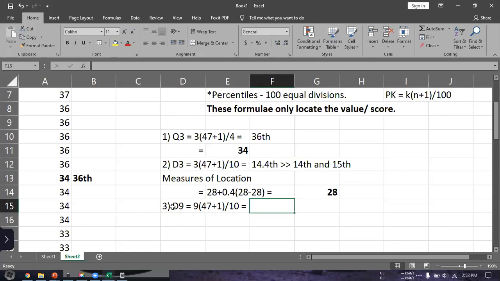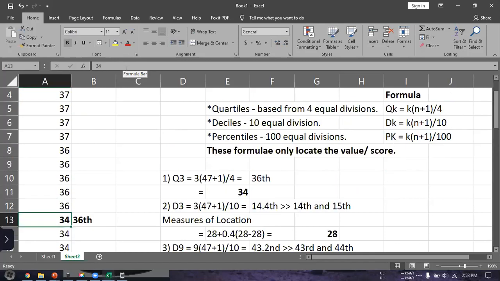43.2, sir. 43 point second. So we need the 43rd and the 44th. Ang tanong, magkaiba ba itong values na to? Parang hindi. 36, 37, 38, 39, 40, 41, 42, 43, 44th. Pareho na naman.